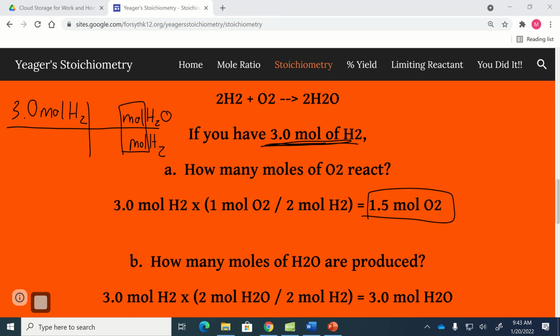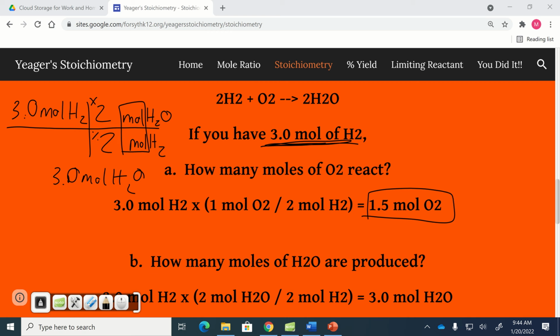And that's one of the mistakes I see people do. I also cannot find grams of H2O. I need to go through the mole first. So I look at the coefficients, 2 moles of H2O and 2 moles of H2. Well, in a way, what's 2 divided by 2? 1. I mean, I could do this as 3 times 2 is 6, divided by 2 is back to 3. So I would get 3 moles of H2O in the end.